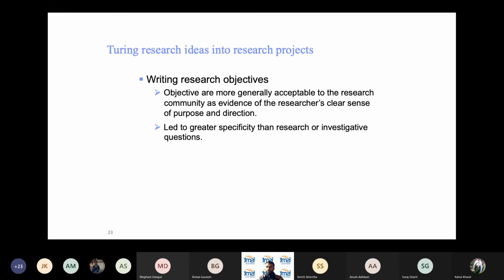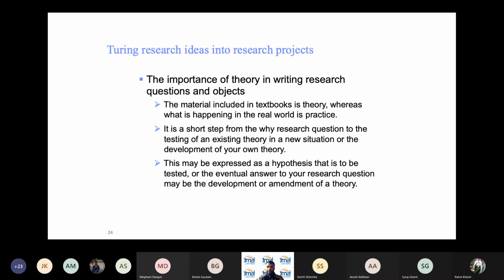So writing the objective, which is more generally acceptable to the research community as the evidence of the researcher's clear sense of purpose and direction. That is the research aim we have studied. Okay, and objectives are simply the breakdown of the research aim. Okay, so that you are going to achieve that aim in a certain context, step by step procedure, so that overall research objective and the overall research aim will be fulfilled. So that you need to do.